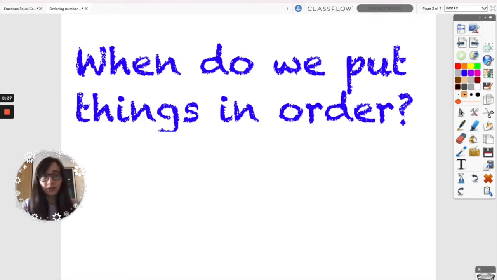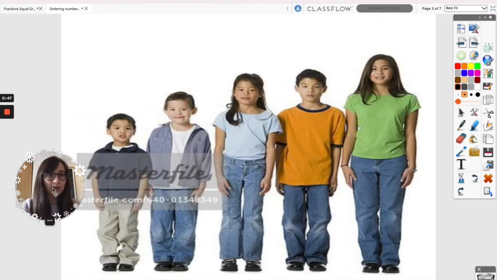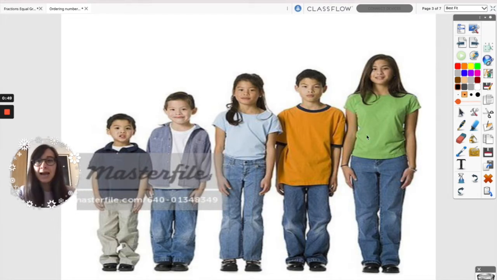So there are lots of times when we put things in order, either from smallest to biggest, or maybe from biggest to smallest. Here I have one example of something being put in order. How have these children been put in order? They have been put in order from shortest to tallest.